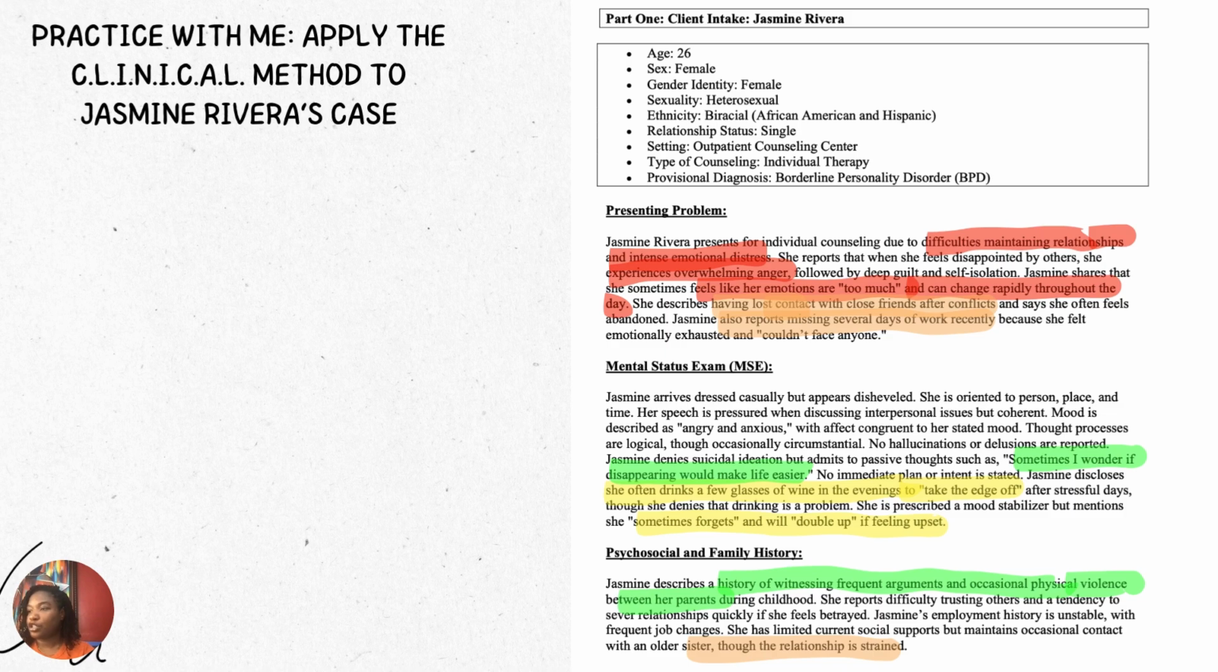And green is our needs. Based on the client intake, we get a clinical picture of her immediate needs. She says, "Sometimes I wonder if disappearing would make life easier."